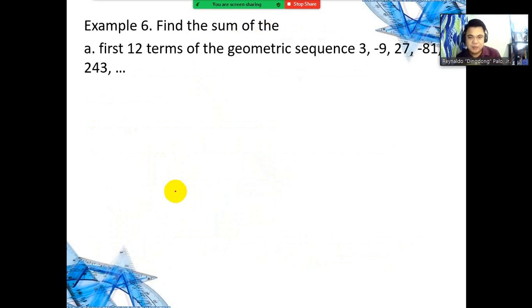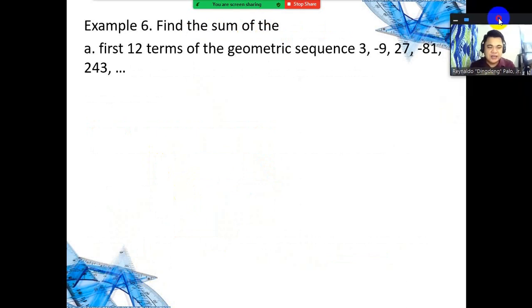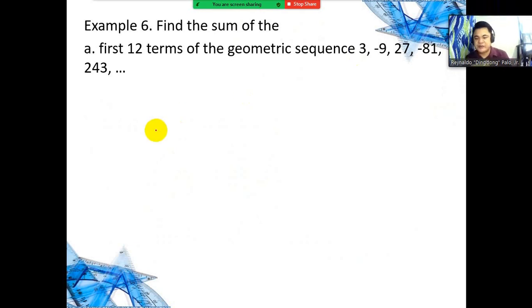Now let's solve this. Example 6, find the sum of the first 12 terms of the geometric sequence 3, negative 9, 27, negative 81, 243, and so on. So we are looking for S sub 12. To solve for S sub 12, of course, we will be using the formula S sub n equals a sub 1, quantity 1 minus r raised to the power of n over 1 minus r. Then we need the following values. Your a sub 1 is the first term, 3. Your common ratio, negative 9 divided by 3, is negative 3. And of course your n is 12 since we're looking for S sub 12.